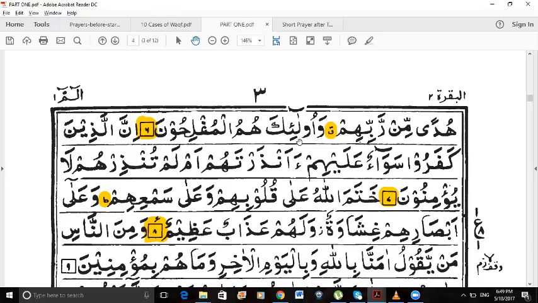Wa ulaika humul muflihun. Okay, a bit longer over here, okay? N57, just a bit longer over here. Try this again, but make this longer. Wa ulaika humul muflihun. Excellent, well done, much, much better, well done. Start from here now.